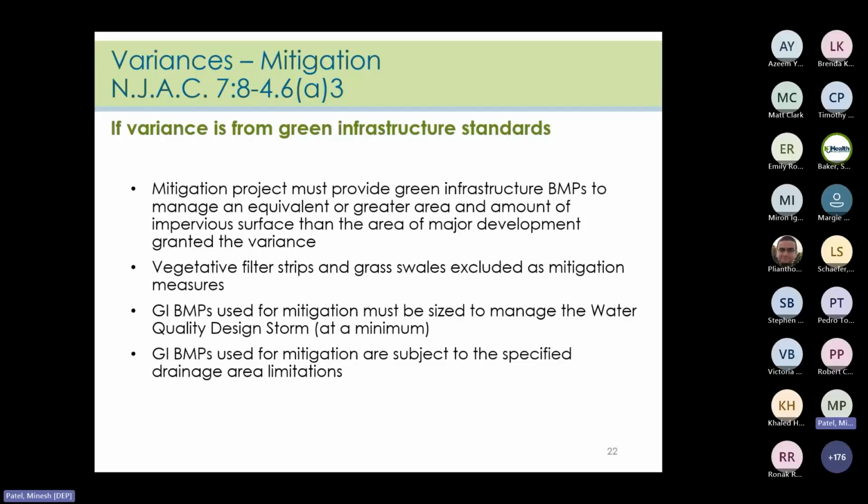Mitigation is required to receive a variance from the green infrastructure standards, but be aware that certain BMPs cannot be used as mitigation measures and that there are minimum sizing and drainage area limitations. Note that vegetative filter strips and grass swales are excluded as mitigation measures, and they don't address quantity control and groundwater recharge. GIBMPs that are used for mitigation need to be sized to manage the water quality design storm at a minimum and are subject to the specified drainage area limitations.